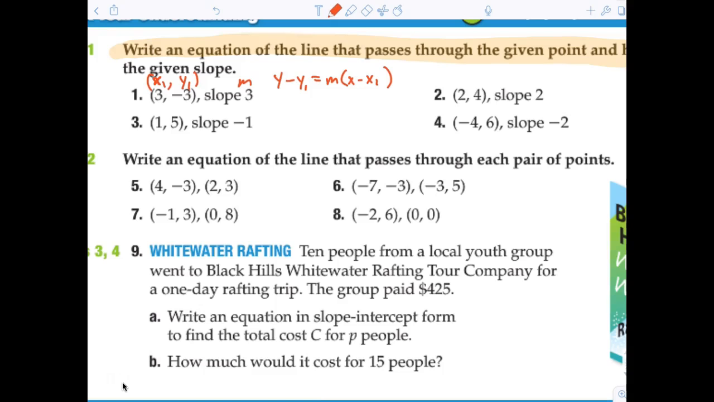Everybody with me? Now, what do I need to do? Plug in. y minus negative 3 equals 3 times x minus 3. Now, what did I do? Let's make sure you see. This negative 3 is this negative 3. This 3 is the slope, and this 3 right here is the x value.